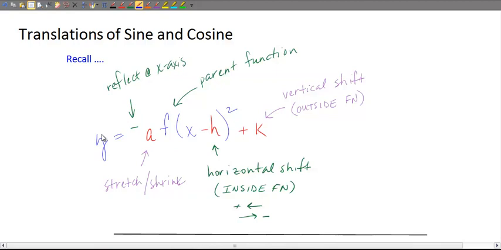So in this video, we're going to talk about the translations of sine and cosine, or the shifting of sine and cosine graphs, and specifically horizontal translations. I want you to think back to perhaps college algebra or maybe Algebra 2, when you learned about the translation of a function. These values might look familiar to you, or these letters.